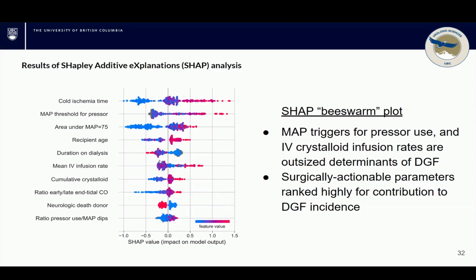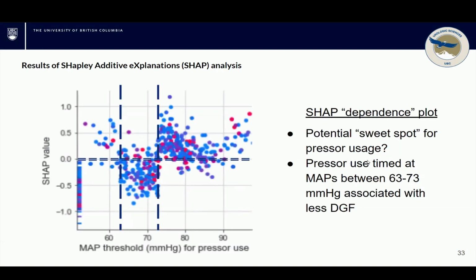Now, overall, the takeaway from this figure is that there's a bunch of OR-related actionable parameters that rank highly for contributions to DGF incidence. But we can actually go one step further than this. We can investigate the details of these surgically actionable parameters by constructing SHAP dependency plots. So the dependency plot we're looking at here is for MAP threshold for pressor use. And then the SHAP values are here again, but this time they're on the y-axis, but still -1 means less DGF and +1 means more DGF.